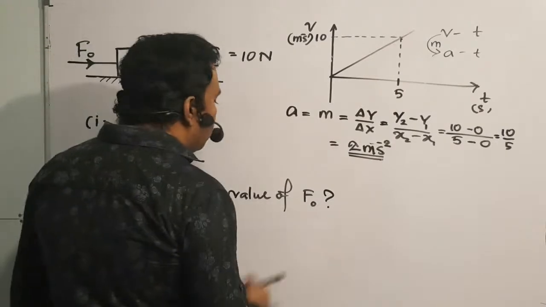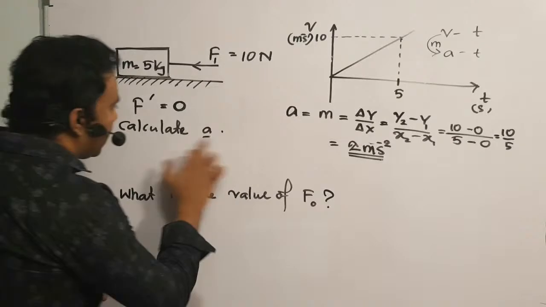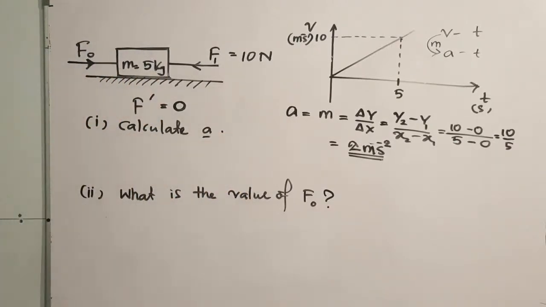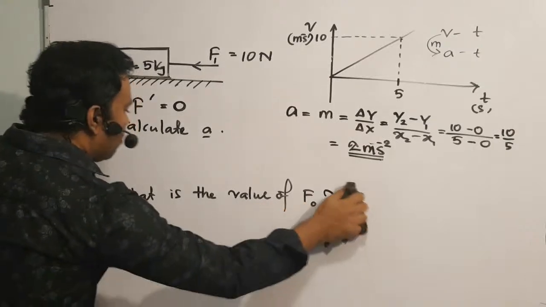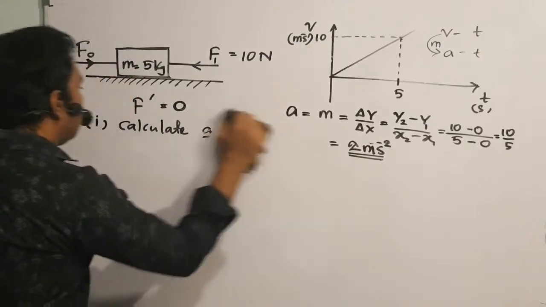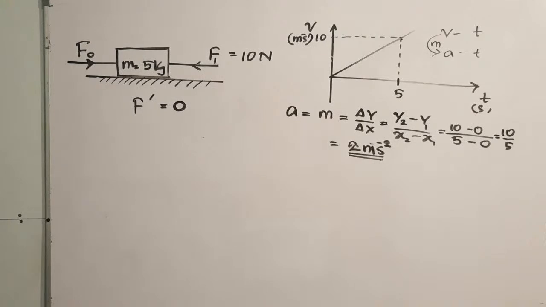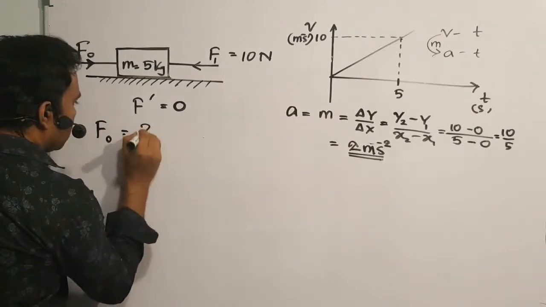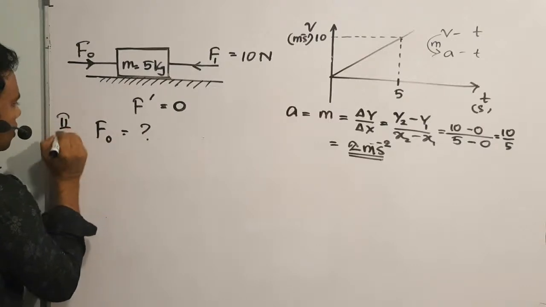What is the value of f naught? Now you have already calculated acceleration, therefore I erase that part. Okay, so now we are going to do this. F naught, find f naught. F naught is what? The second question.